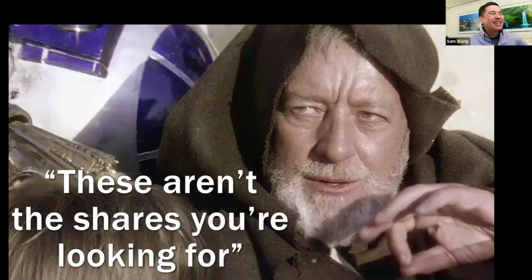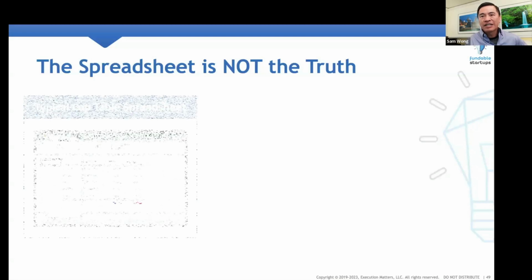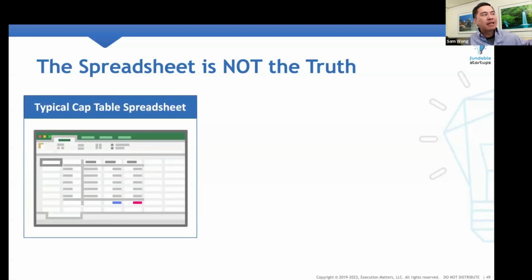Okay. You can look for shares through the spreadsheet, but if you're not doing it right, I don't care what type of Jedi mind trick, it ain't gonna work. Okay. Jabba the Hutt is not susceptible to the mind trick. Okay. The spreadsheet is not the truth. Most cap table spreadsheets look something like this.